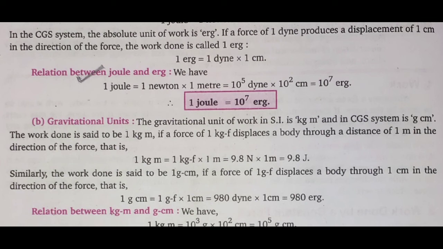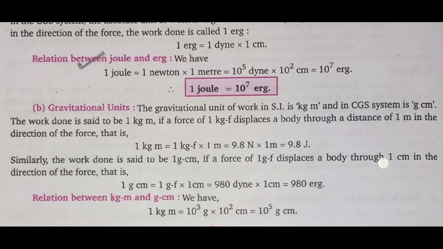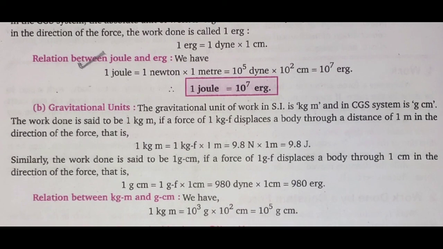1 joule equals 1 Newton into 1 meter. 1 Newton equals 10 to the power 5 dyne and 1 meter equals 100 centimeter, that is 10 to the power 2 centimeter. Then 10 to the power 5 into 10 to the power 2. In the product the powers will be added. So it becomes 10 to the power 7 erg. So 1 joule equals 10 to the power 7 erg.